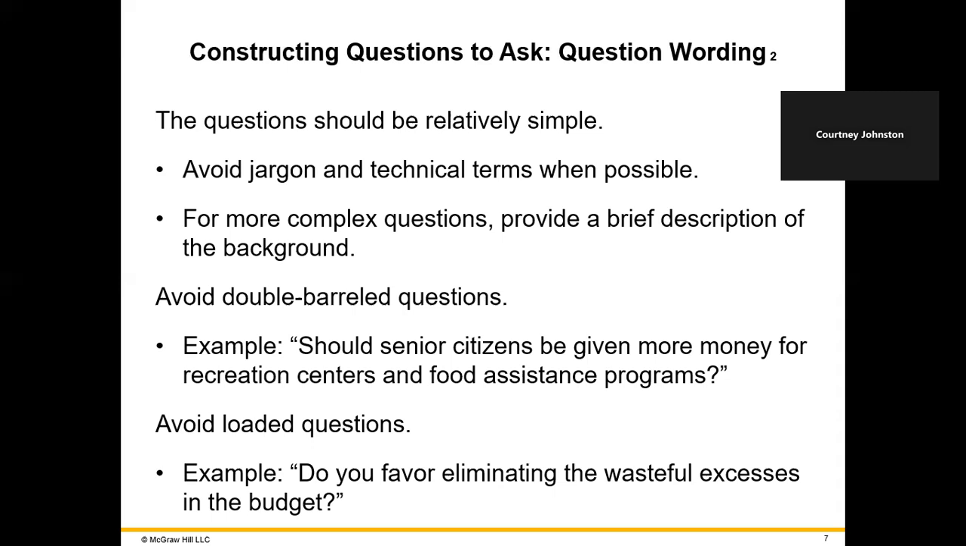And then avoid loaded questions. Do you favor eliminating the wasteful excesses in the budget? What does that mean? What area of the budget are we talking about? You would want to specifically look at what area of the budget. This is a very overloaded question in that this could mean a lot of things and the budget as a whole.